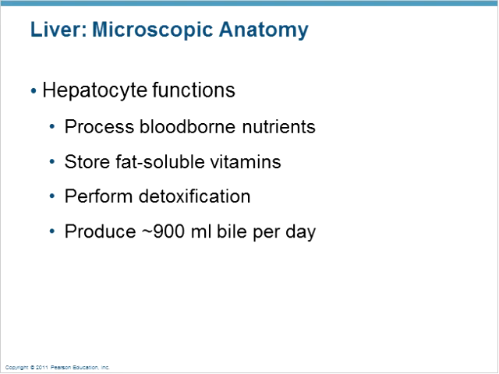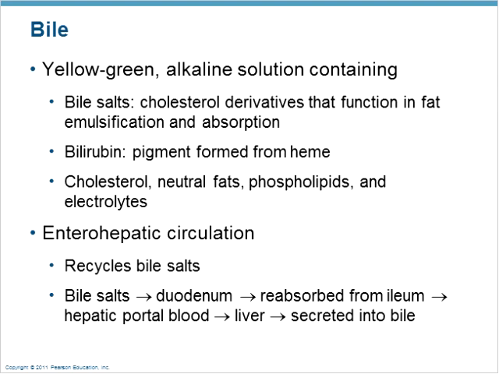We talk about hepatocyte functions. They process blood-borne nutrients. They store fat-soluble vitamins. They perform detoxification, and they produce about 900 mils of bile per day, almost a liter per day. The bile is yellow-green. It's alkaline. It contains bile salts, which are cholesterol derivatives that function in fat emulsification and absorption, so it allows us to break down fat. They contain bilirubin, which is a pigment formed from heme, or the breakdown product of red blood cells, hemoglobin. And it contains cholesterol and neutral fats, phospholipids, electrolytes.